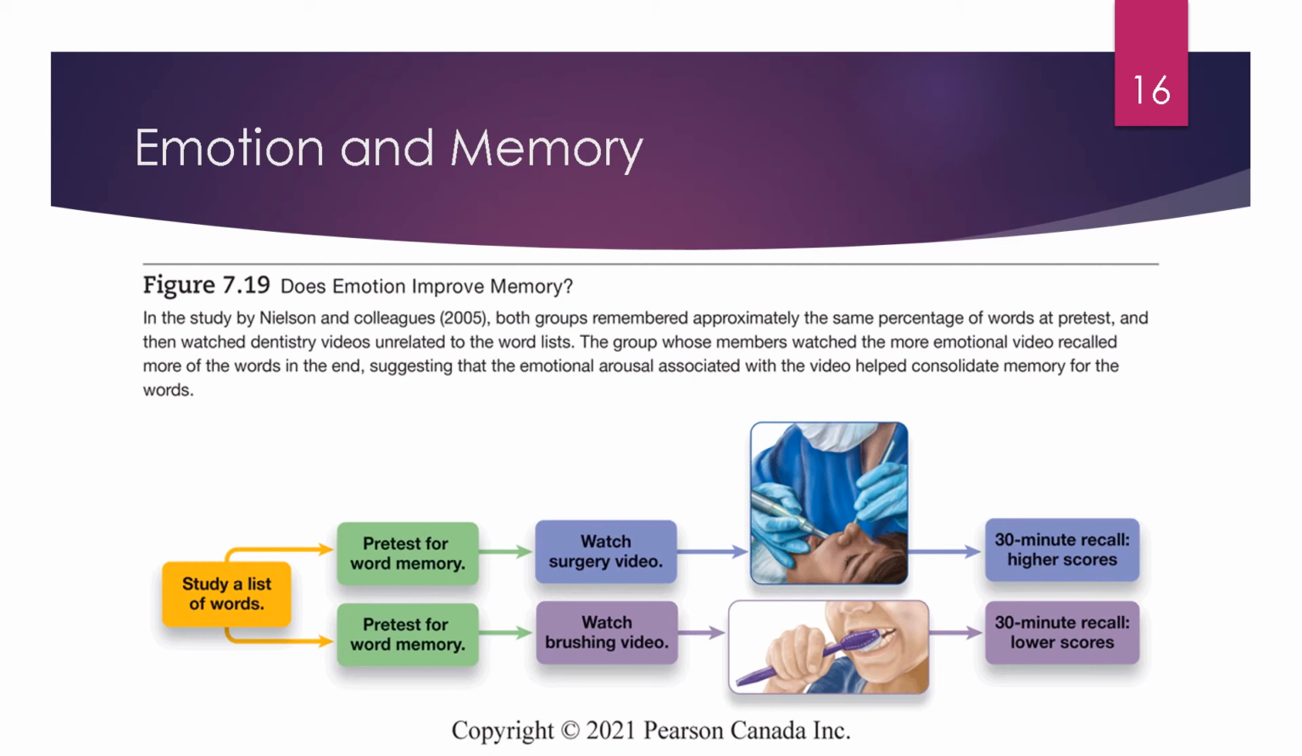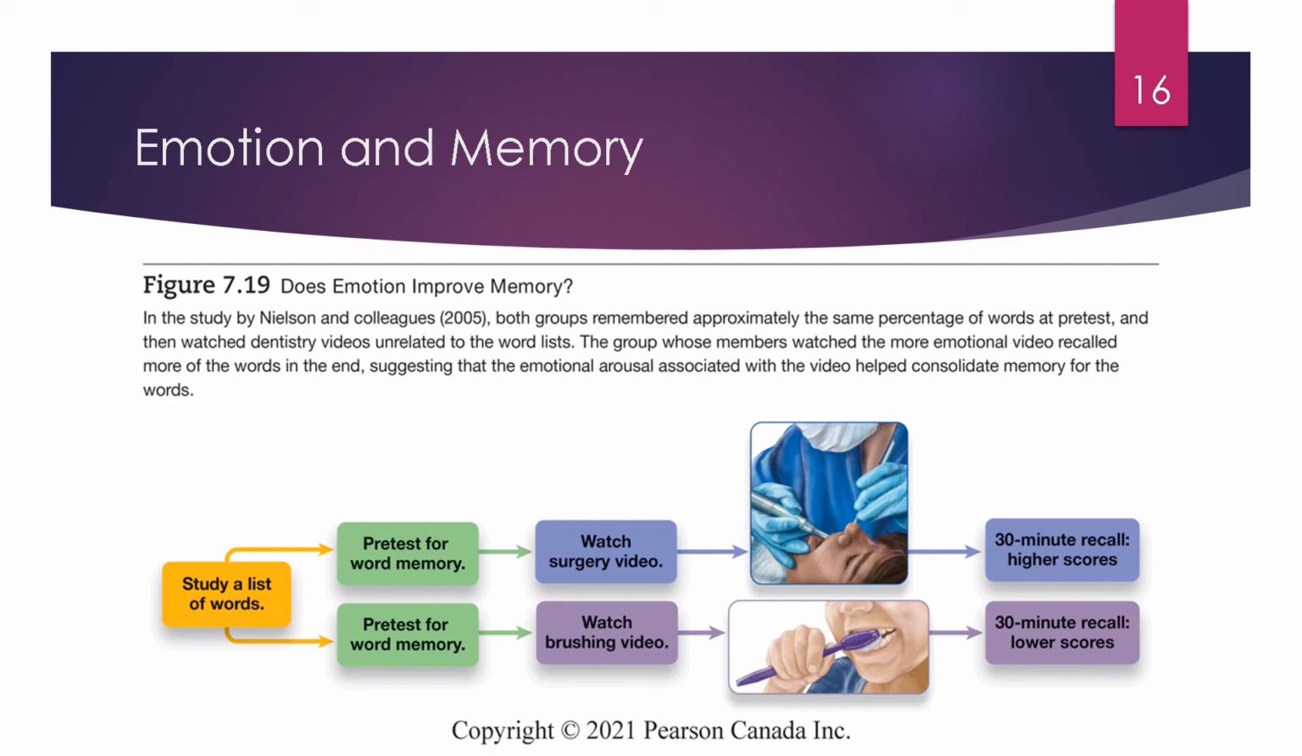So there was a study conducted in which the researchers asked 2 groups of people to study a list of words. And then they did a pretest for their word memory. So they wanted to rule out the effects that maybe one group was just better at remembering than the other. So they tested them immediately after to see how much they could recall.